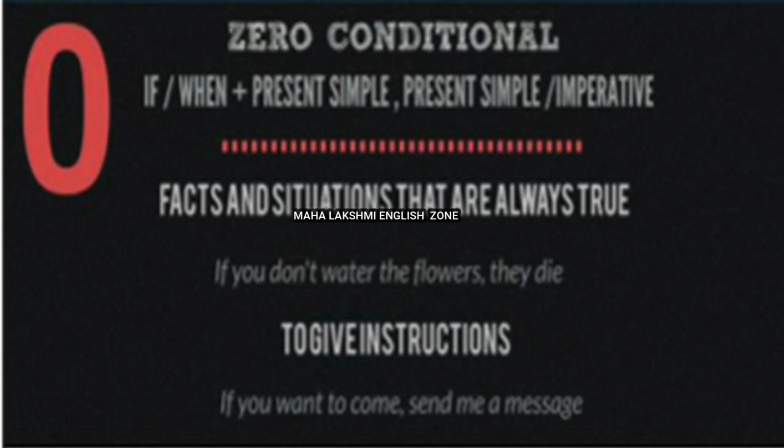If you don't water the flowers, they die. Here, don't water is the present form in the if class. So when if class takes the present form, our answer in the main class will be will or won't. But here it is a fact. If we don't water the flower, it will die. So since it is a fact, we are using the present form itself.